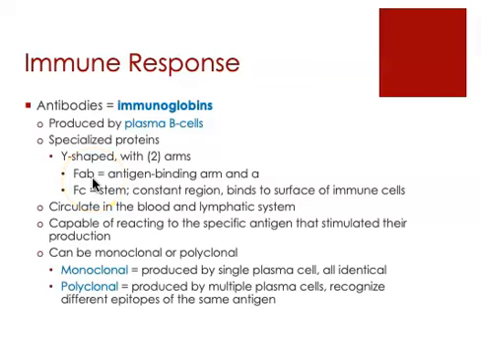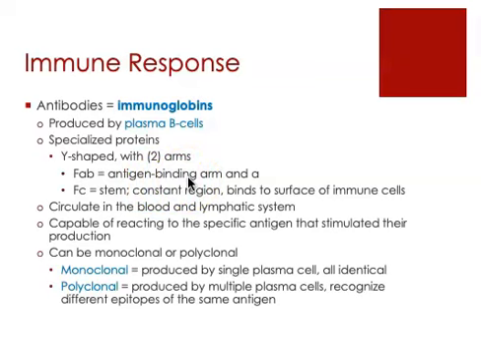That means that the structure of the arms has to vary from antibody to antibody to antibody because each type of antibody that's produced from a plasma cell is specific for that particular antigen that triggered its production. In other words, the place on the antibody that binds to the antigen will bind only to that antigen.